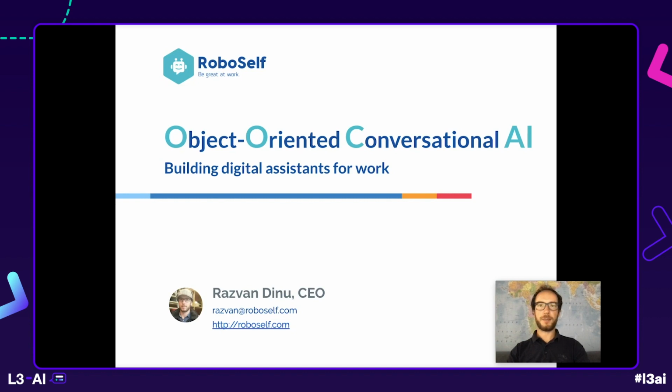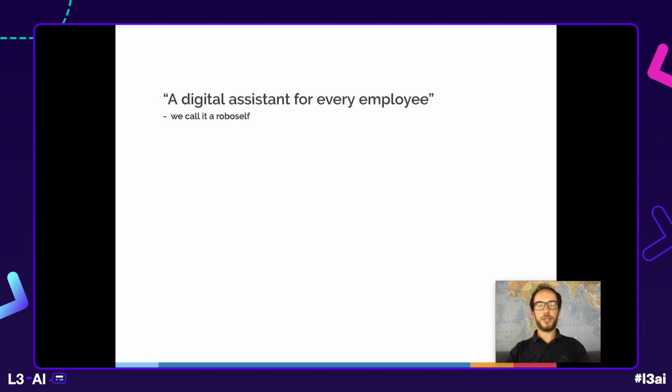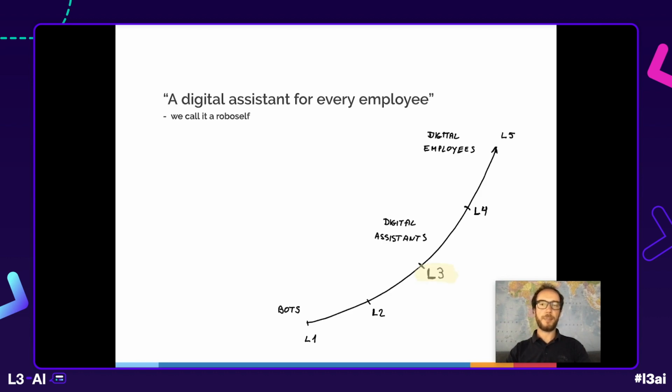In the next 15 minutes, I will introduce you to a new approach to conversational AI and I will show you how we've built it into the RoboSelf platform. Our vision is a digital assistant for every employee, or a RoboSelf as we call it. Digital assistants are a stepping stone towards the ultimate goal, digital employees, which sits somewhere at level 5. However, building level 3 assistants and moving into level 4 is a complex process. To handle some of this complexity, we've developed a new approach which we call object-oriented conversational AI.